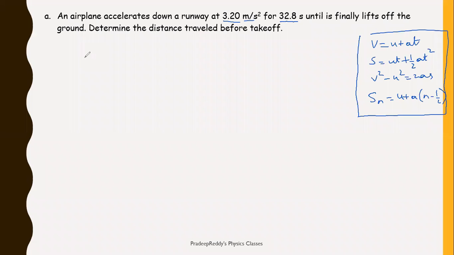So the acceleration of the aeroplane is given to you. It is a, that is 3.2 meter per second square, and this aeroplane is accelerating on the runway. For how much time is it traveling on the runway? It is traveling 32.8 seconds until it finally lifts off the ground. Determine the distance traveled before the takeoff.